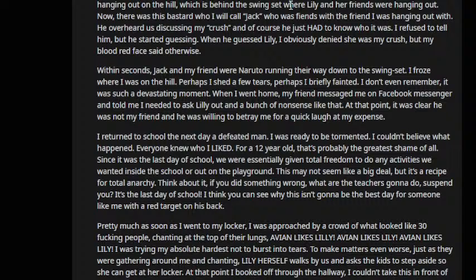Within seconds, Jack and my friend were Naruto running their way down to the swings. I love how it's completely serious, and then you suddenly get Naruto running. I froze where I was on the hill. Perhaps I shed a few tears. Perhaps I briefly fainted. I don't even remember. It was such a devastating moment.